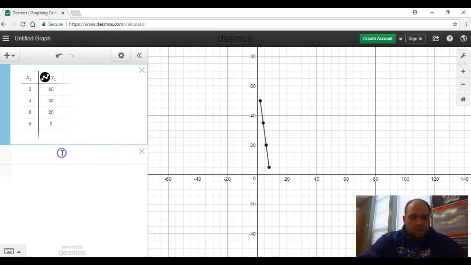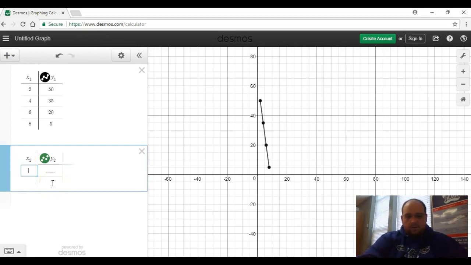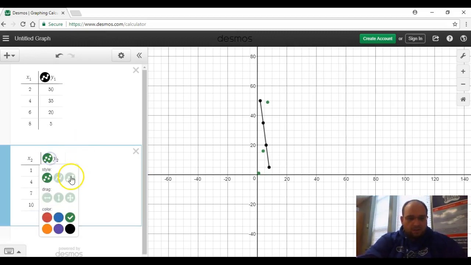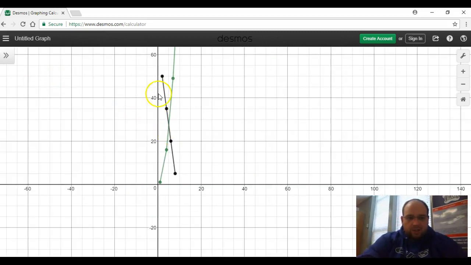Okay, I'm going to go ahead and show you another example. So I'm going to insert another table. All right, and we're going to put in the nonlinear one. So we got 1, 1, we have 4, 16, we have 7, 49, and then we have 10, 100. Okay, again, I'm going to click and hold on to it, allow me to connect the points. Okay, and hopefully you can see kind of what's going on here. So again, the black line is the linear line, the green line is the nonlinear line.